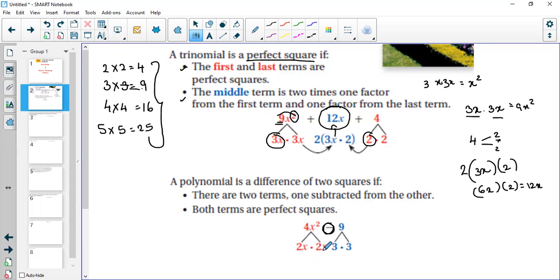So 2x multiplied by 2x would give you 4x squared. How do you find the root of 4x squared? The root of 4 is 2, since 2 multiplied by 2 is 4, and we can divide the exponent of x squared as x and x. So the square root of 4x squared is 2x, and 2x multiplied by 2x gives 4x squared. Similarly, the square root of 9 is 3, since 3 multiplied by 3 gives 9. If you could factor them equally, that means both of them are perfect squares.